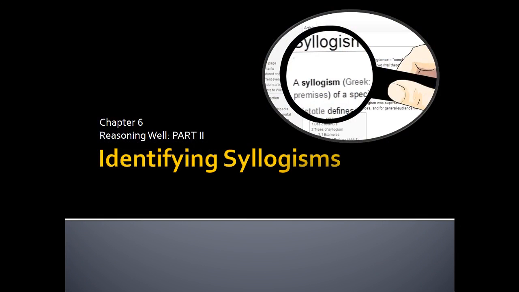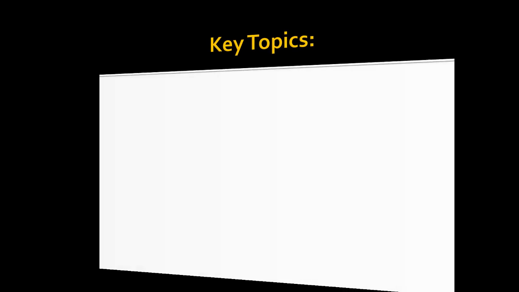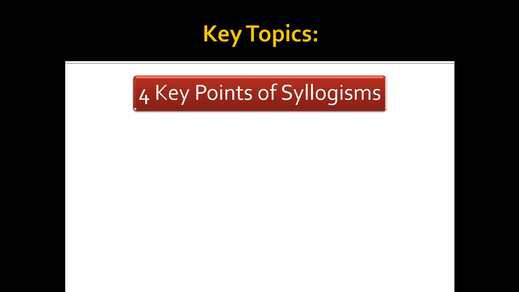With that said, let's jump right in and talk about identifying syllogisms. And you're probably wondering to yourself, what on earth does that mean? Well, fear not, because we're going to get into it. So here are our key topics for this lecture. We're going to go over the 4 key points of syllogisms. A syllogism is a type of argument arranged in 3 parts. You have a major premise, a minor premise, and a conclusion. As a matter of fact, you have already seen an example of a syllogism in part 1 of our lecture.